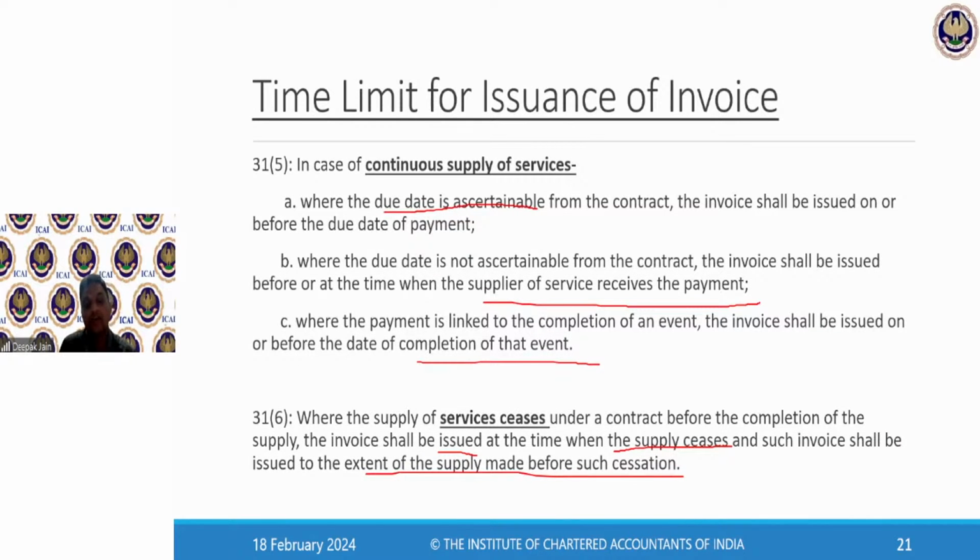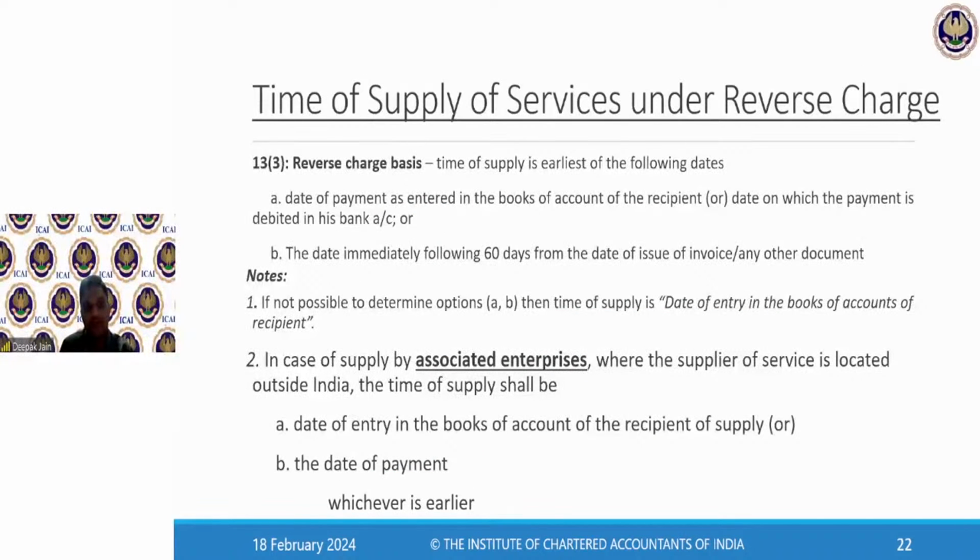Then time of supply under reverse charge. Time of supply under reverse charge is at the earliest of the following: date of payment, same as for goods, or the date immediately following 60 days. So forward charge, you have to raise an invoice within 30 days. For reverse charge, the time of supply is immediately 60 days from the date of issue of invoice. Again, here, if it is not possible to determine A or B, then time of supply is the date of entry in the books of accounts.